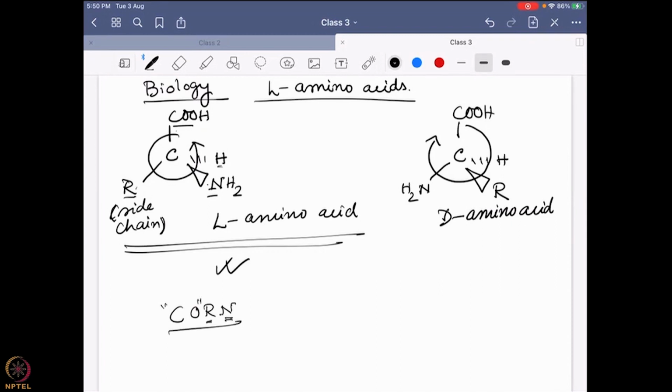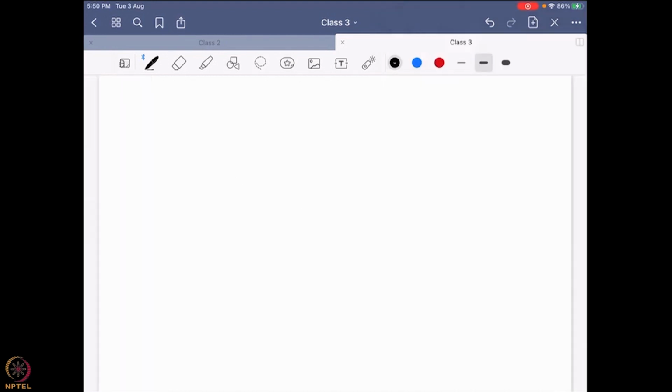Now the question is, why is it important? For that, I'll give you some examples. And from those examples, we will try to understand how important the presence of the D amino acid or the L amino acid is for the functions of biological entities. The first example I'll be giving is the following. We'll talk about the bacterial cell wall.